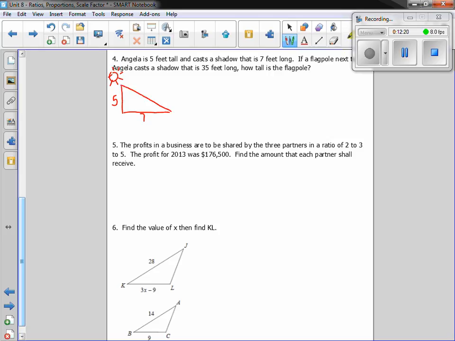That creates a triangle. The flagpole casts a shadow 35 feet long. We want to know how tall the flagpole is. So we can compare the height of Angela with the height of the flagpole and the shadow compared to the flagpole shadow. So when we cross multiply, we have 7x is equal to 175. And when we divide, we find out that the flagpole is 25 feet tall.